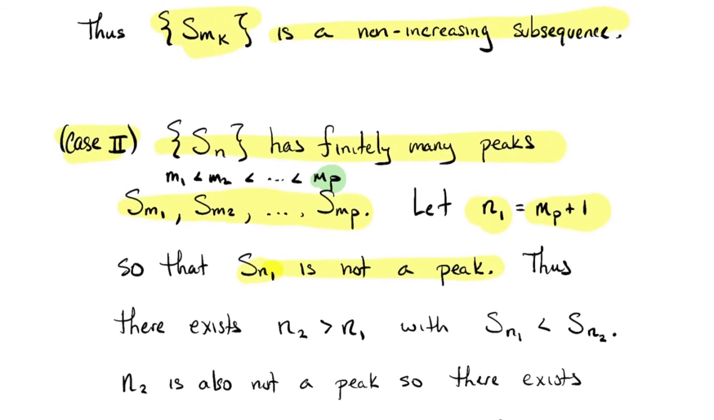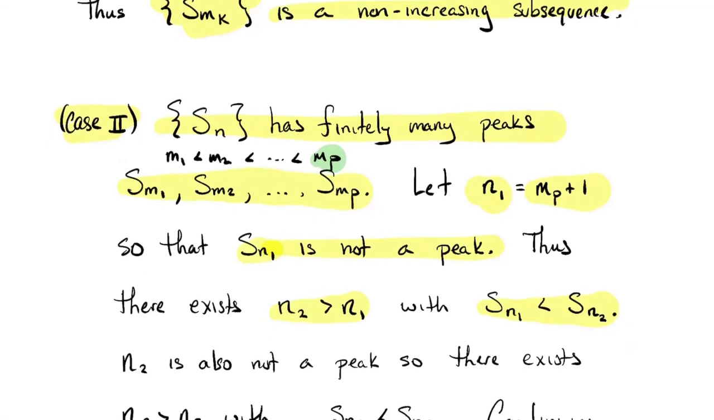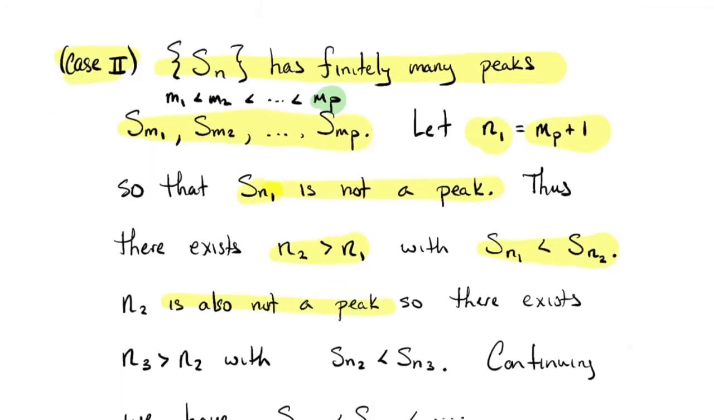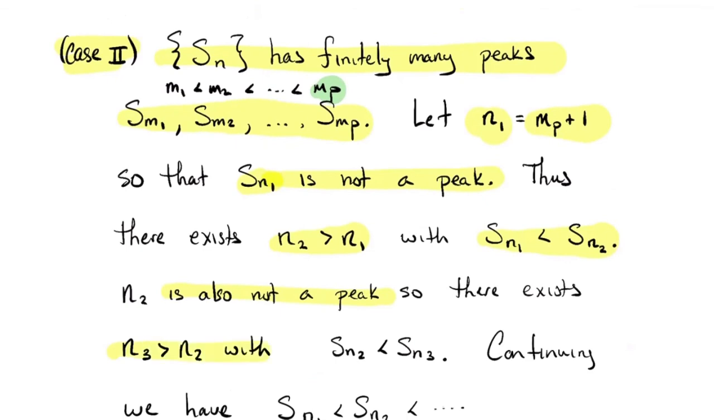If you're not a peak, I'm just negating the definition: there must be some index bigger than your index whose sequence term is bigger. If you're not a peak, there's something after you in the sequence that's bigger than you. Call it S_N2. But N2 is bigger than N1, which is bigger than M sub P, so it's not a peak either. So play the game again. There has to be some index bigger than N2 whose sequence term is bigger. S_N2 is not a peak, so something after it has to be bigger.